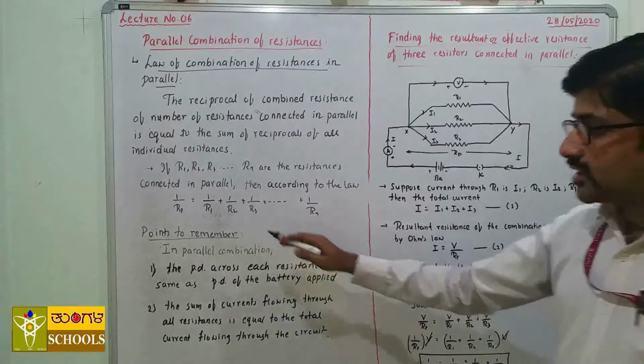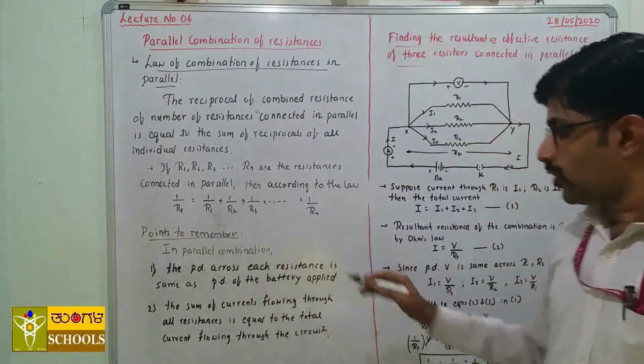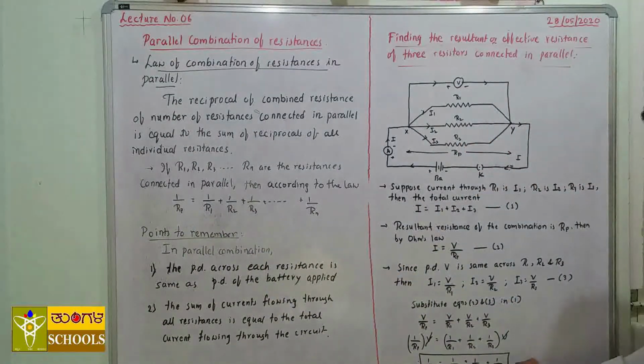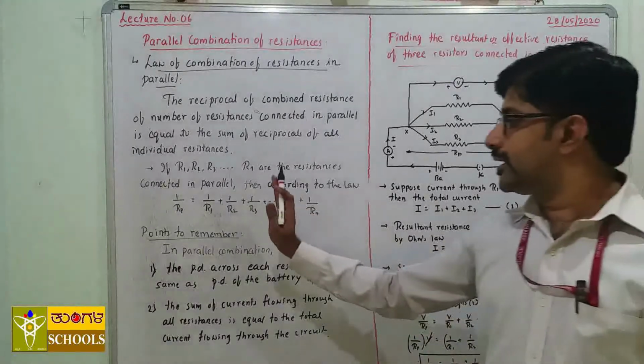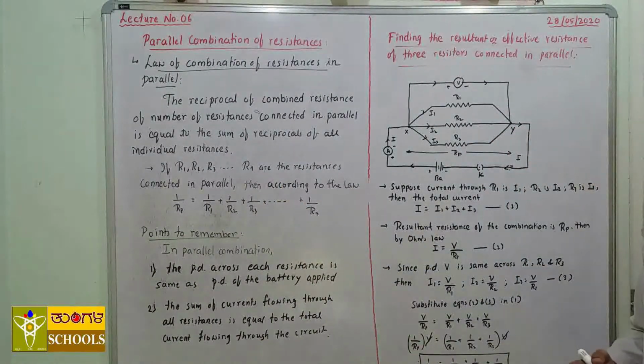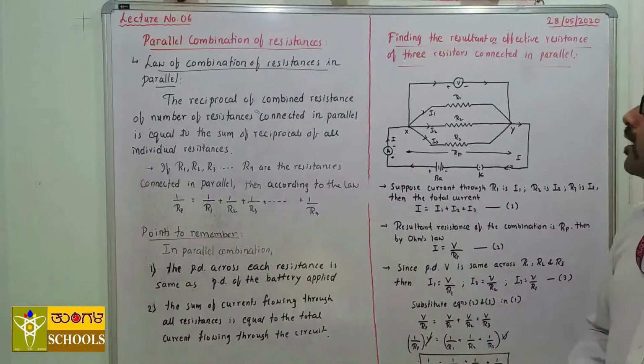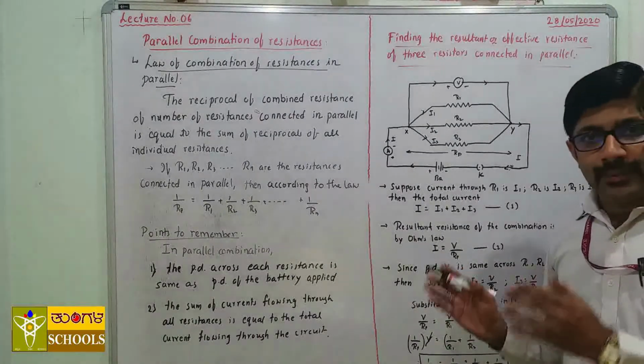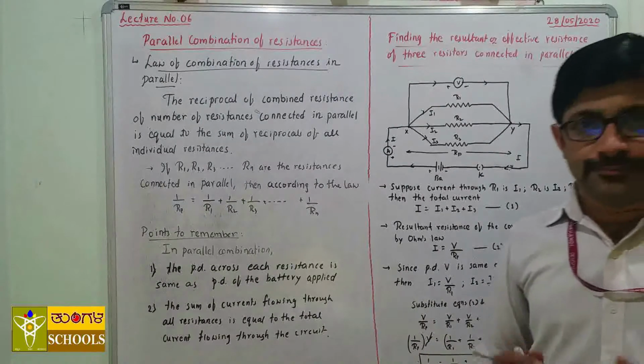In general, you are writing like this. For 3 resistances, you have taken only the first 3 terms. So, I hope you understood the parallel combination.